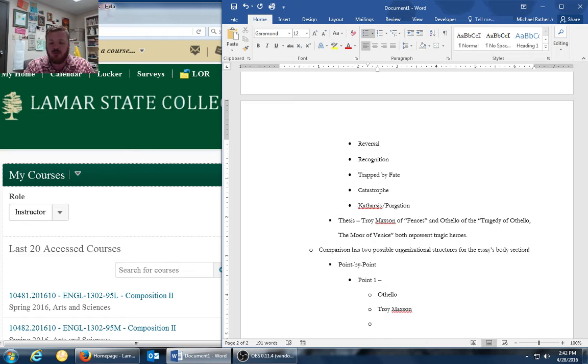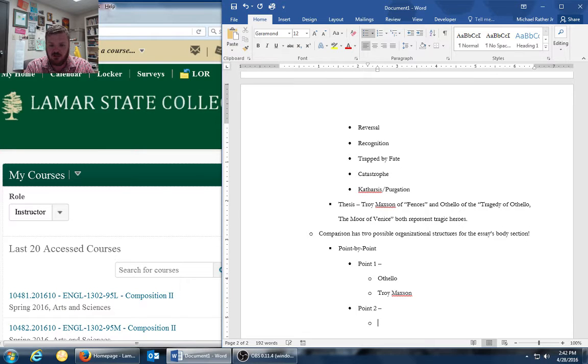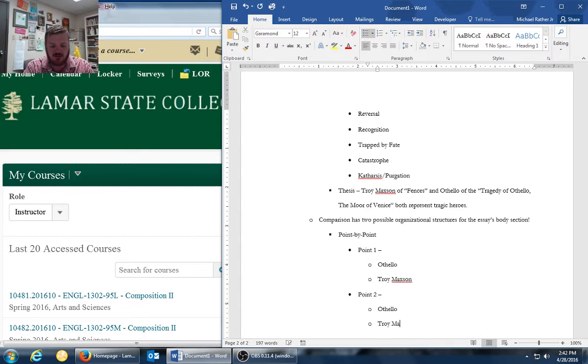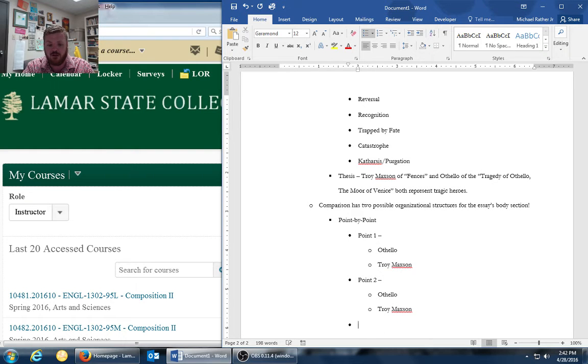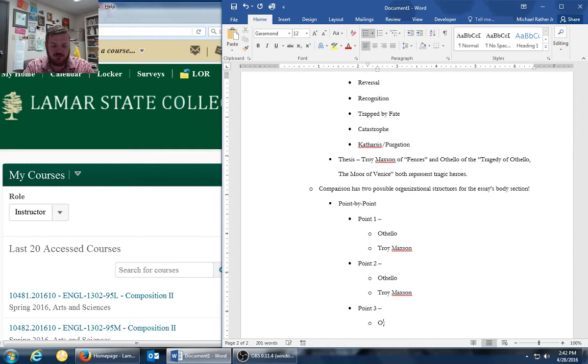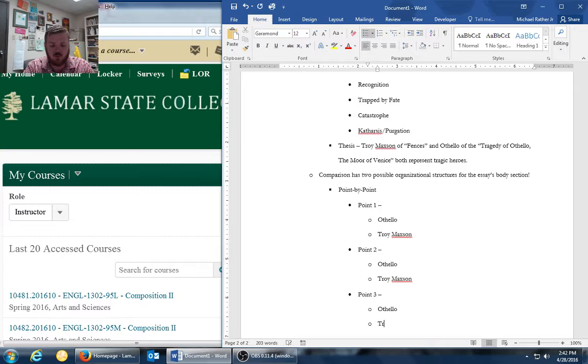Okay, so then you would move on to point two and do the same thing. Remember, you're still using that example, explain, transition in each of these paragraphs, but your example, explain, transition might have to be repeated, because you're going to deal with Othello, then Troy Maxon, then Othello, then Troy Maxon, dividing it by each point of comparison. And repeat.